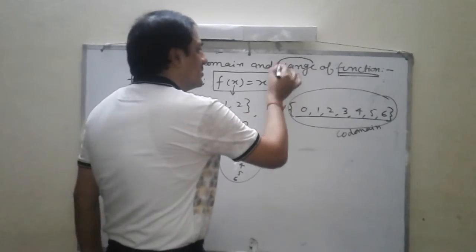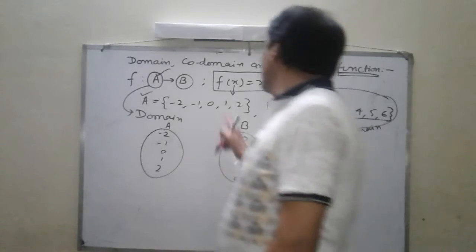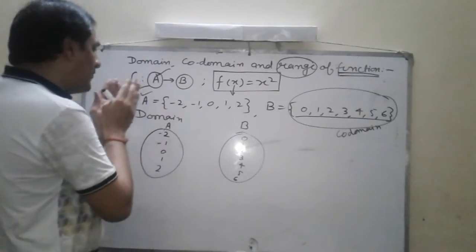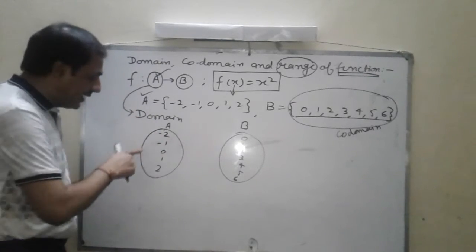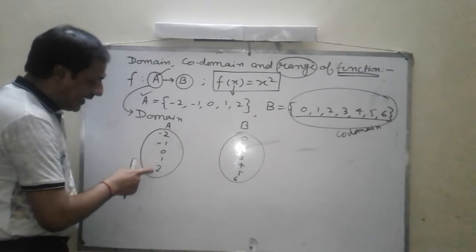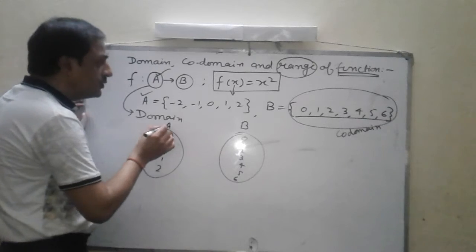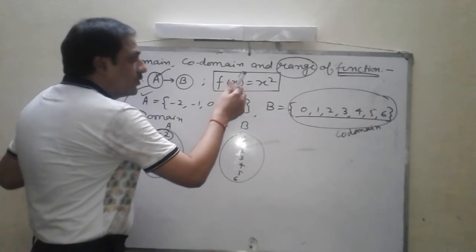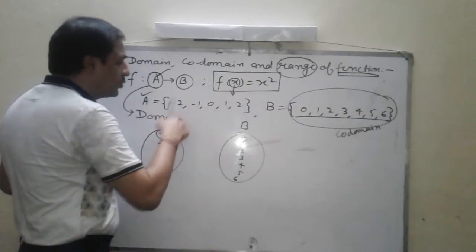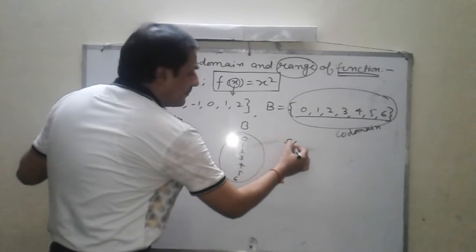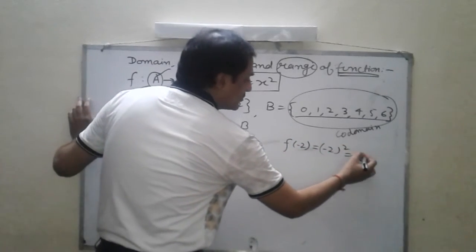And what is the range? What will be the range of this function? Here the function is defined as f of x equal to x square. The values of x are -2, -1, 0, 1 and 2. If we put x equal to -2 in this function, we will get f of -2 is equal to square of -2. The square of -2 is equal to 4.